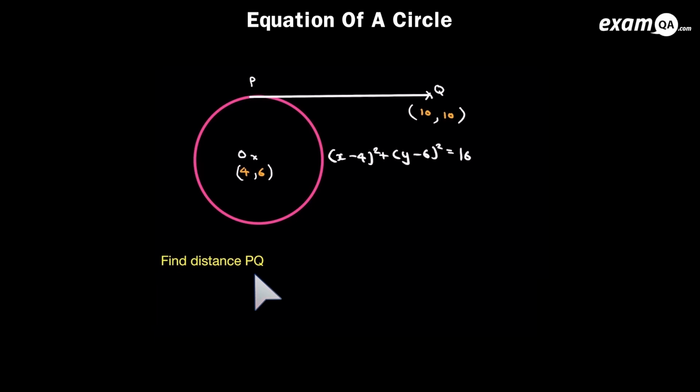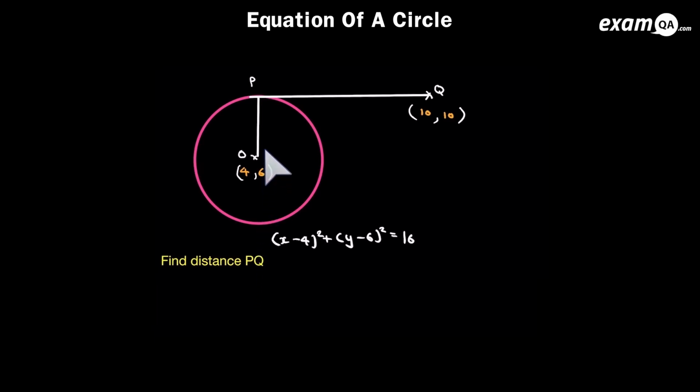Okay, the first step. You need to draw on the radius, and we know from our rule that this is a 90 degree angle. The next thing I'll do is join up O and Q. And brilliant, we have a nice right angle triangle. Okay, we know one of the lengths of the triangle. From the equation of the circle, you can see that the radius must be 4.